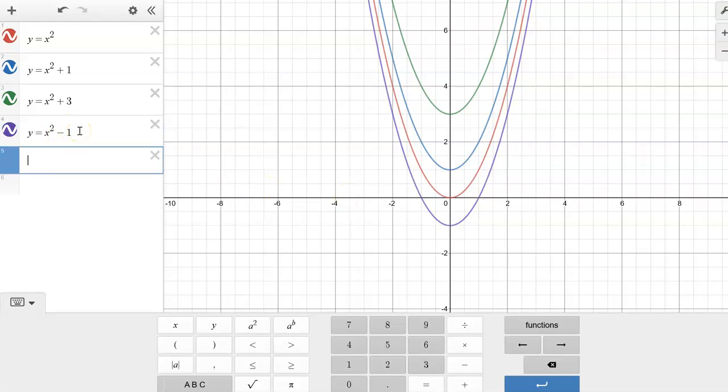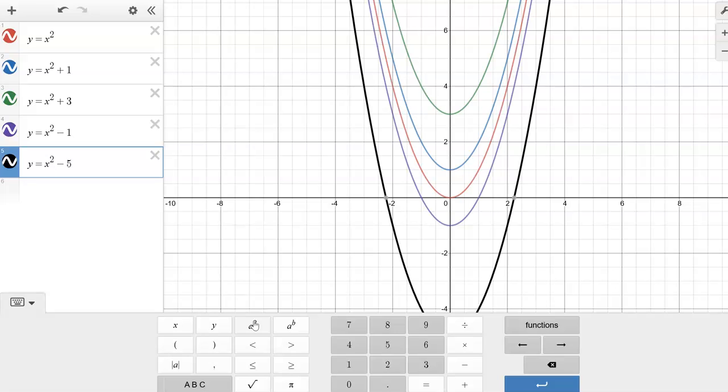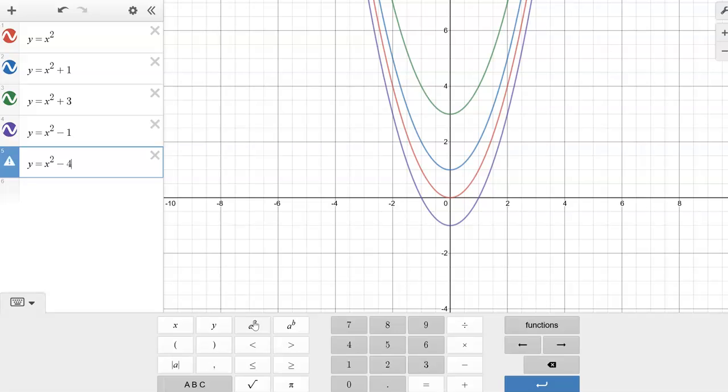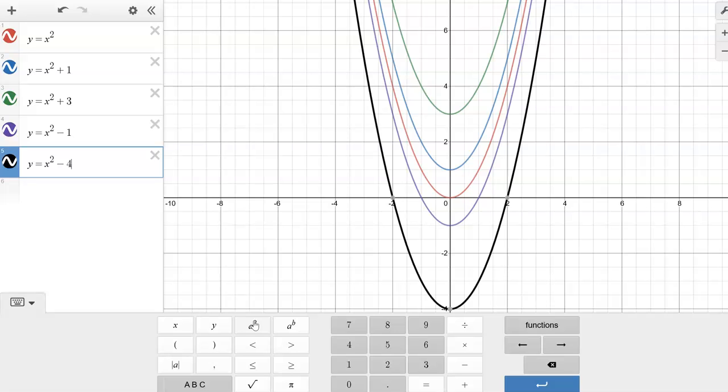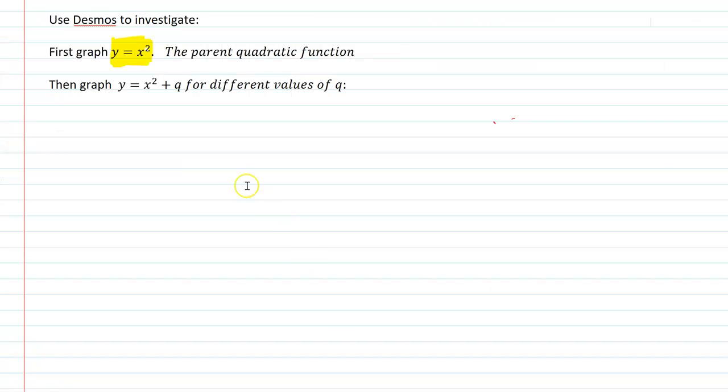Okay, and if we do the last one, y equals x squared, and we can keep doing that until you see the pattern, but I'm thinking that you already see the pattern now. Let's do minus 5. Actually, let's do minus 4 so we can see it on the grid. All right, here it is, minus 4. So the black graph. So what can you say about the value of p, which is what is added to the x squared? Now, if we go back to our notes, what can we say?